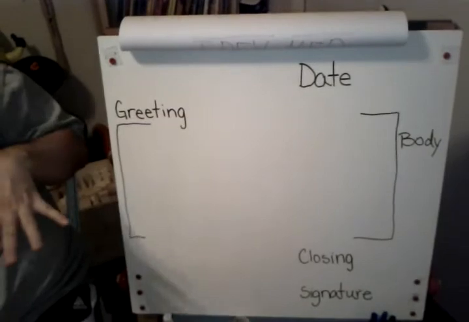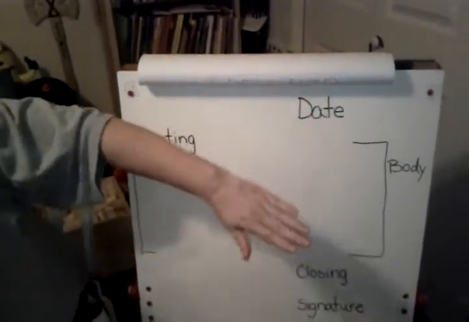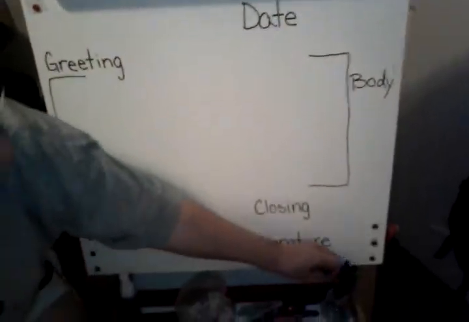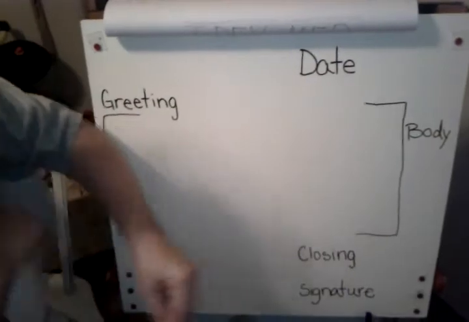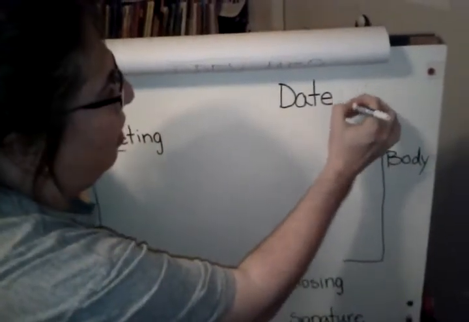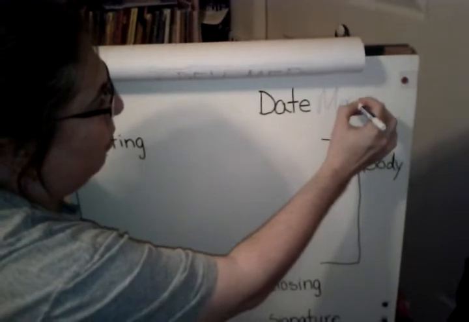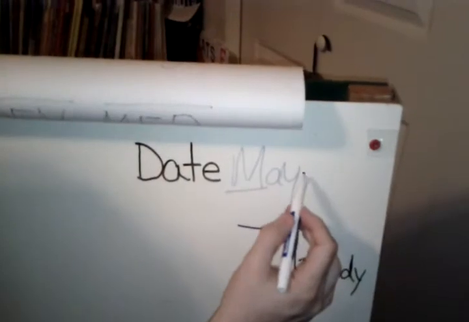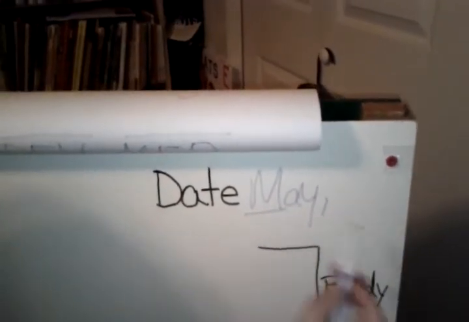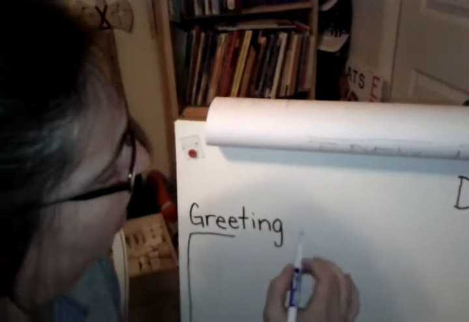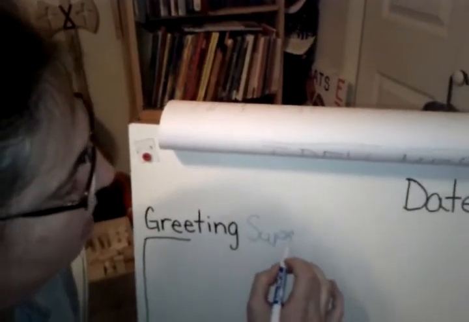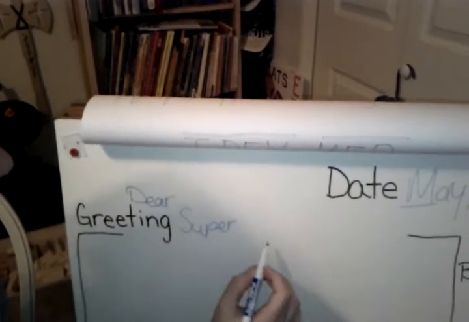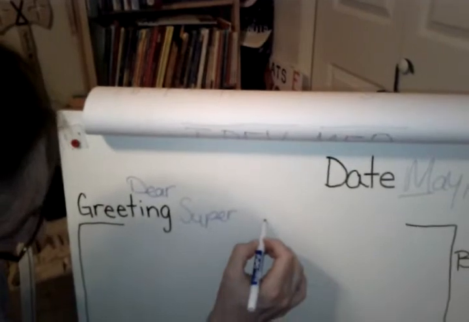And I will, with the students, starting here with the heading, the date, I'll ask them what the date is. And then as I write here, I will let the kids know where the capitalization is going to be, the punctuation, and how to write the heading the proper way. The same with the greeting. It'll be superintendent, dear superintendent. And then, of course, I'll make sure we have a comma here.